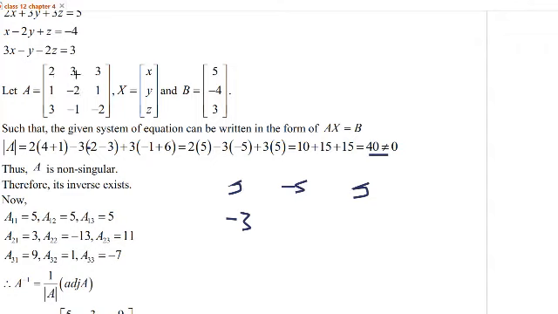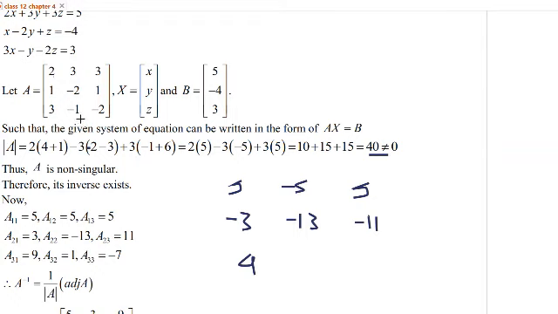Hiding this element by row and column, I'll get minus 4 minus 9. Minus 4 minus 9 means minus 13. Minor 2 2. Hiding this element by row and column, I'll get minus 2 minus 9. That is minus 11. Minor 2 3. And now last row. Hiding this element by row and column, I'll get 3 plus 6. That is 9.